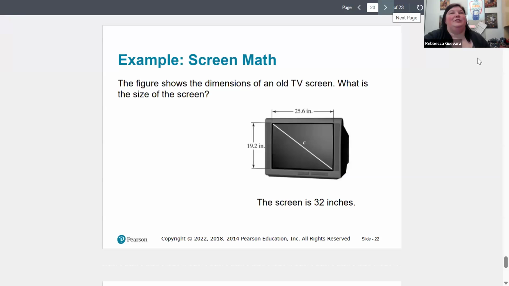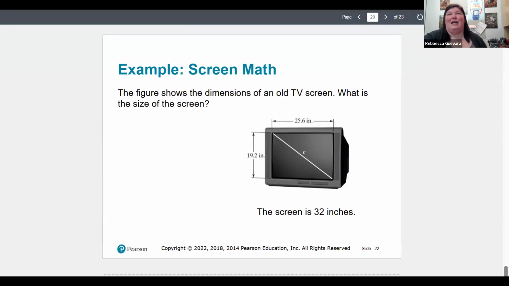So if you didn't realize this when you're measuring TVs, the figure shows the dimensions of a TV. We want to know the size of the screen. When they measure the size of the screen, it's actually that diagonal size. We should get 32 inches. It's a 32-inch screen. This is how they're actually measured. We have A, B, and we want to find C. So we have 19.2 squared plus 25.6 squared should equal C squared.